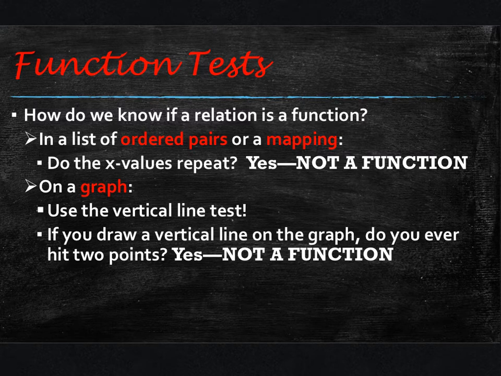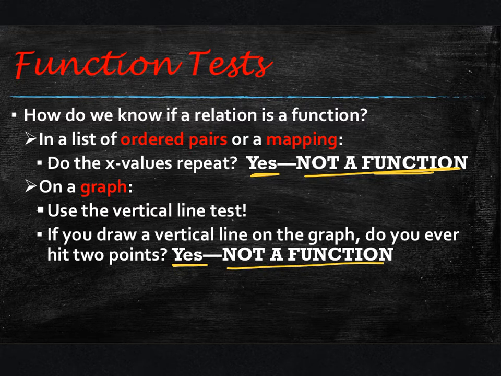Now in this section, you're going to have to determine whether or not you have a function, and so we have some function tests that we can use. How do you know if a relation is a function? Well, in a list of ordered pairs or a mapping, you're looking at just the x values. Do they repeat? If they do repeat, then it is not a function. When we're looking at a graph, we use the vertical line test. What that looks like is if you draw a vertical line on the graph, do you ever hit 2 points? And again, if you do, then it is not a function.